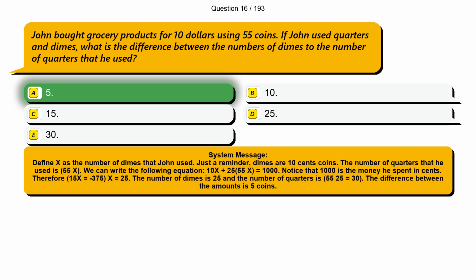Define x as the number of dimes that John used. Just a reminder, dimes are 10-cent coins. The number of quarters that he used is 55 minus x. We can write the following equation: 10x plus 25 times (55 minus x) equals 1000. Notice that 1000 is the money he spent in cents. Therefore, 15x equals 375, x equals 25. The number of dimes is 25 and the number of quarters is 55 minus 25 equals 30. The difference between the amounts is 5 coins.